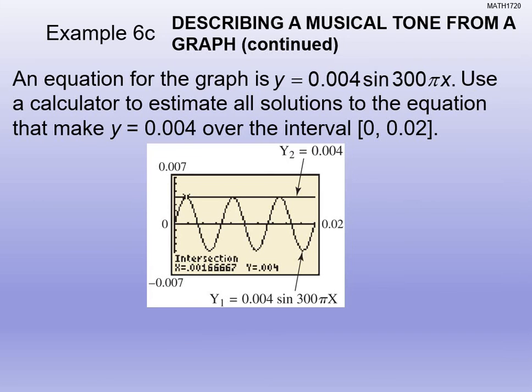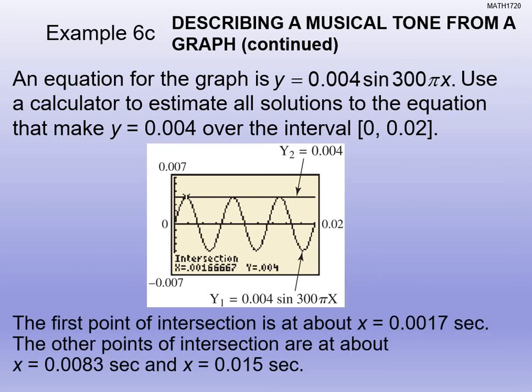Okay, now I'll walk you guys through this in class, but you should be able to do that and get 0.0017 for the first intersection. Okay, 0.0083 and 0.015. Make sure if you're doing this at home that you can get those values and use the intersection command correctly on your calculator. Okay, so those are all the solutions over the interval that make the maximum happen. So it's what makes it happen at 0.004. So we're looking for the x values that you would substitute into the equation where that tone is 0.004.